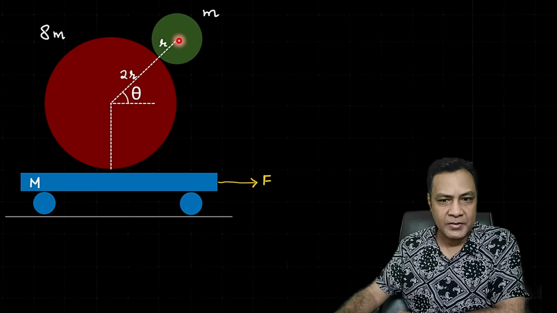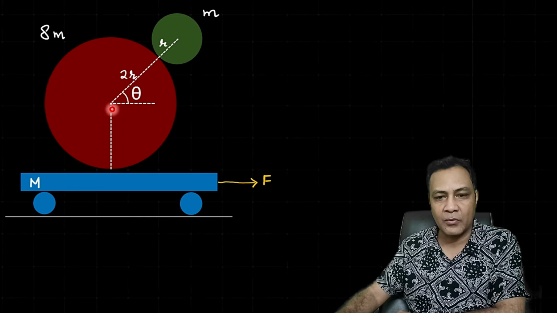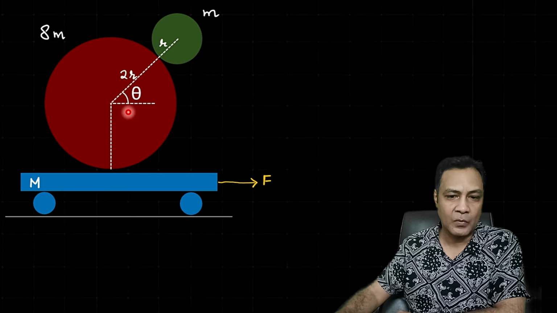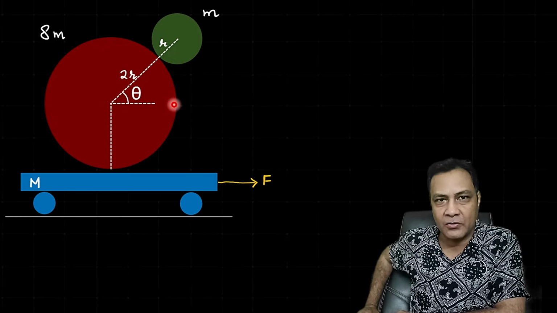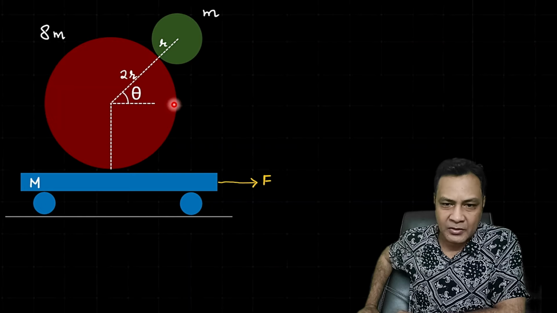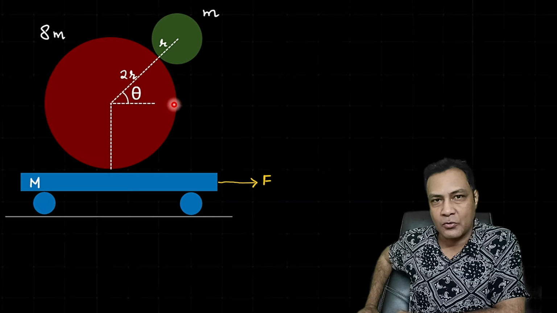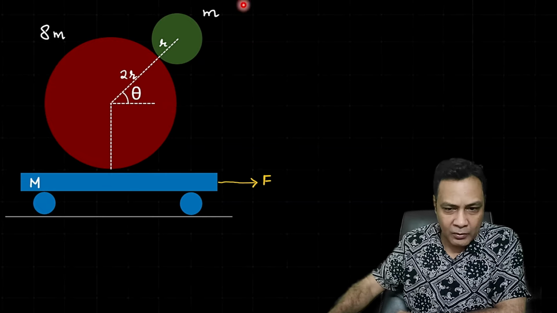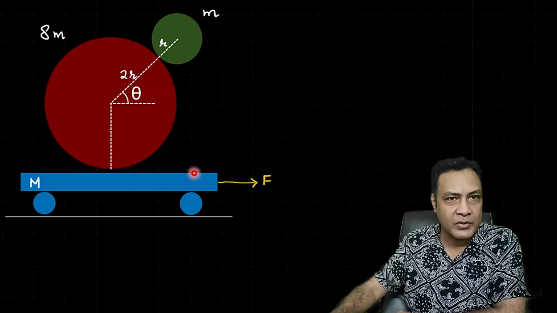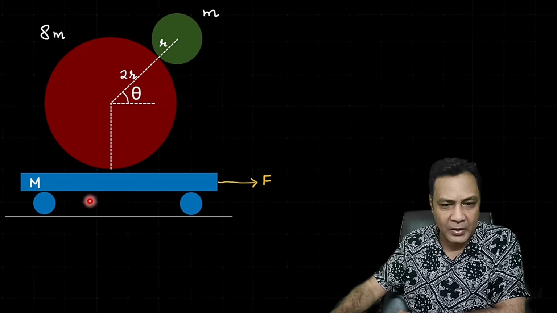And what is given is that the center line joining the centers always makes the same angle theta from the horizontal. So that requires that the accelerations of the centers of mass must be equal, otherwise the line joining the centers will rotate. And at the same time, they keep rolling without slipping, meaning there is no slipping between any two surfaces. So now let's draw the forces acting on the various parts of the system.